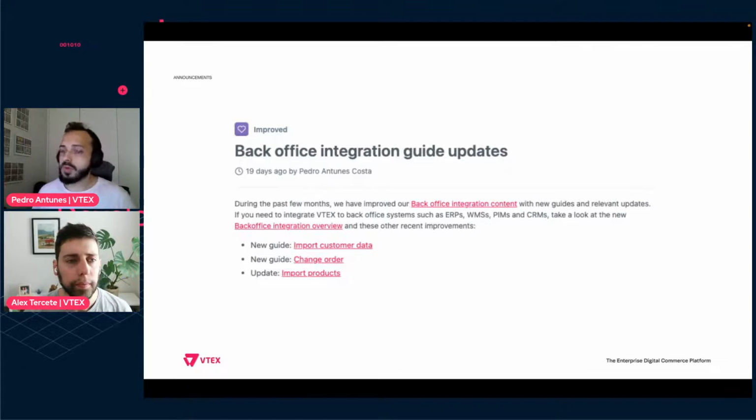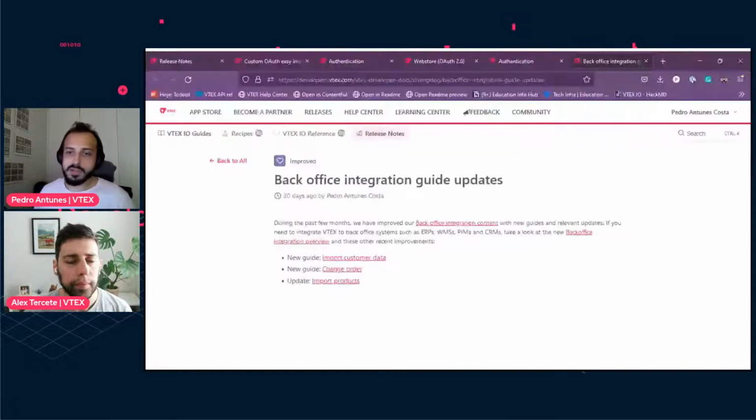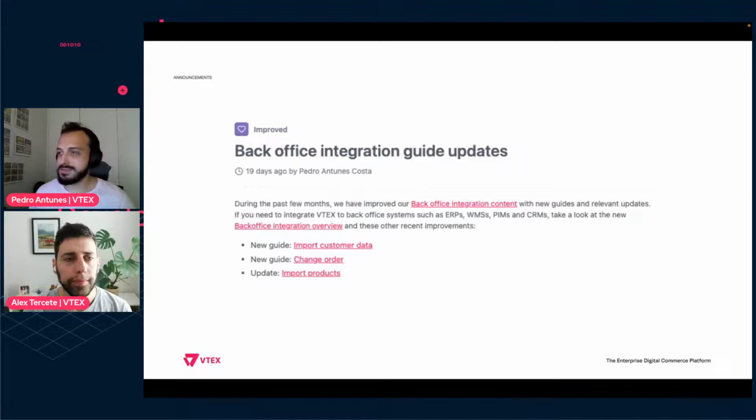The most relevant ones that I want to highlight are the back office integration overview, the changes to catalog integration, importing products, and two new guides, which we understand were important to a lot of clients: import customer data and change order guides. So I guess that's it, Alex.